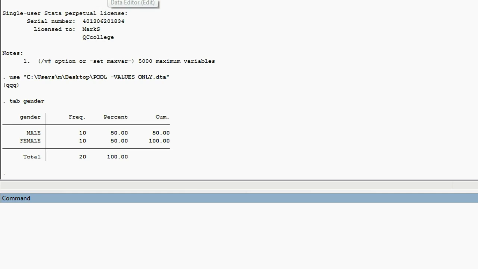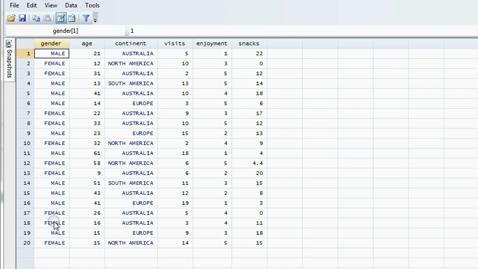However, if I reopen the data sheet and I click on observation number 18 and push the period key and hit enter, and I do the same thing for observation number 20, now I have removed two instances, or two appearances, of the value for female. Now there's only 18 observations in total, and there are two fewer females.